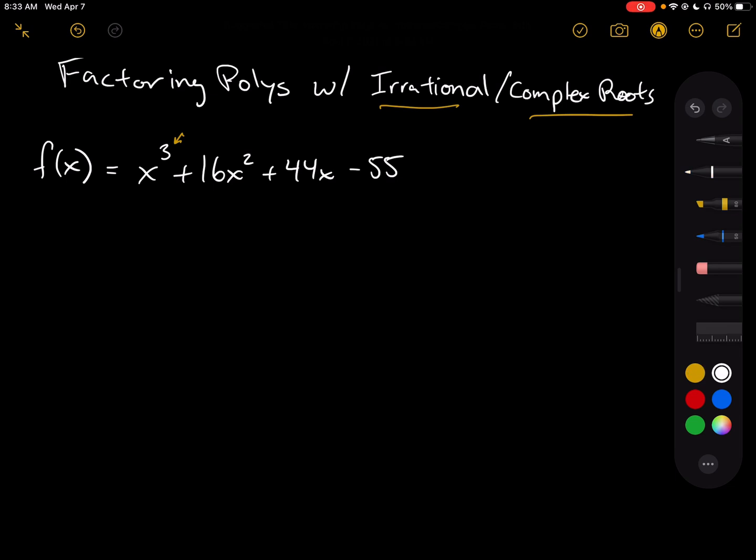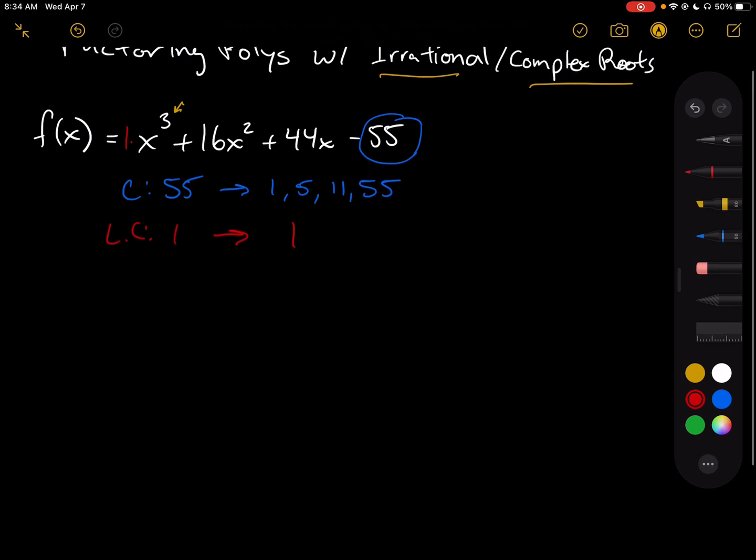So let's start with the rational root theorem. The constant term is 55, right? So the constant is 55, and the factors of 55 are just 1 and 55, and then 5 and 11. And then our lead coefficient is just a 1 out front of that x. So the only factor of 1 is 1 itself, and we don't need to have multiple pairs. So 1 is plenty good.